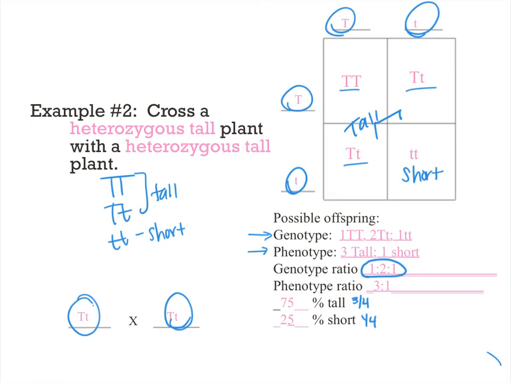So your genotypic ratio, sorry, I accidentally changed the slide. So your genotypic ratio is going to be the number of big T, big T, colon, big T, little t, colon, little t, little t. That would be your genotypic ratio. So in this case, it'd be 1-to-2-to-1.